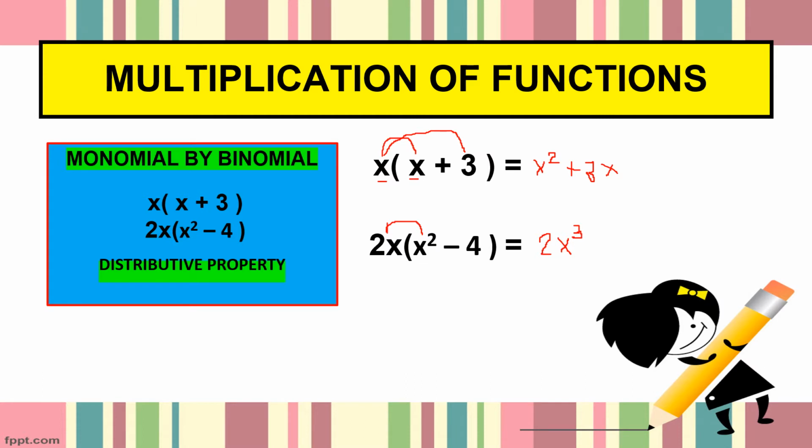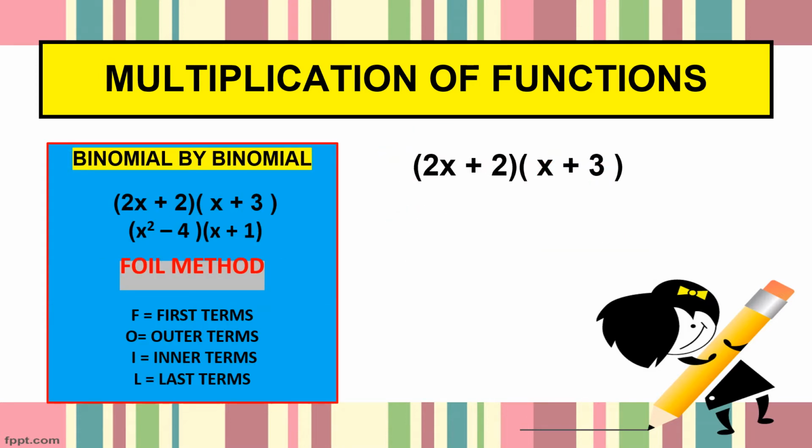Next, 2x to your next term. So, consider the sign to the left of the number. Okay? So, that is negative 4. So, positive 2x times negative 4 will give you an answer of negative 8x. Okay, so that is how you are going to multiply monomial by binomial.